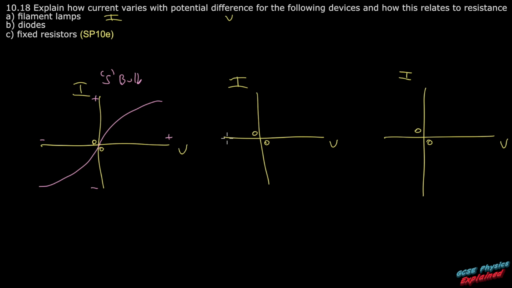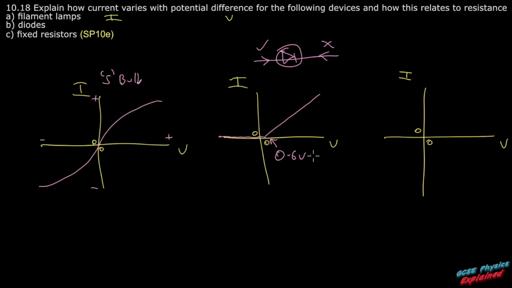A diode, D-I-O-D-E, I like to think of this part on the front as being a blocker. So if the current tries to reverse backwards, that's not going to happen. The current can only travel in the forwards direction. So it doesn't matter how big the voltage gets in the negative direction, your current will be nothing. And then in the forward direction, you've got to get the voltage up to about 0.6 volts, and then you start getting a current in the forward direction.